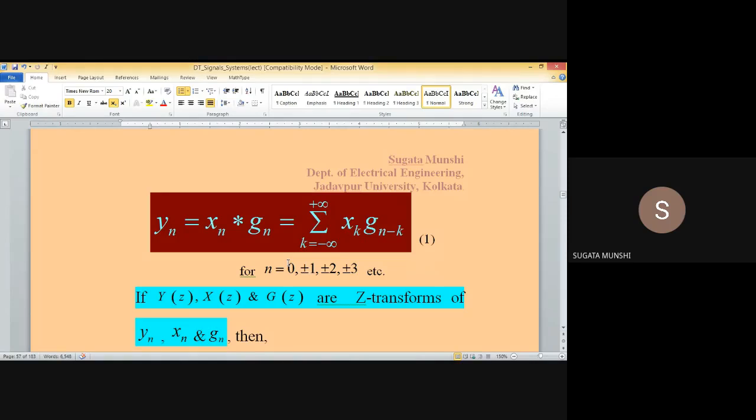So how will you proceed? Consider n equal to 0. Evaluate this summation for n equal to 0. You get y[0]. Consider n equal to 1. Evaluate this summation for n equal to 1. You get y[1]. Consider n equal to minus 1. Evaluate this summation for n equal to minus 1. You will get y[minus 1]. In this way, you have to proceed.